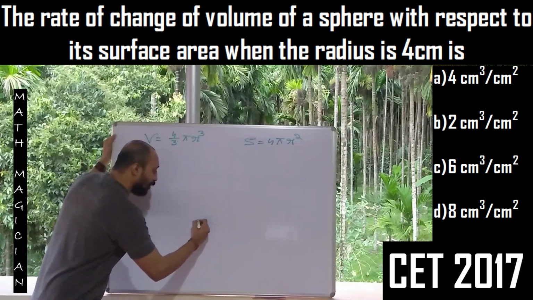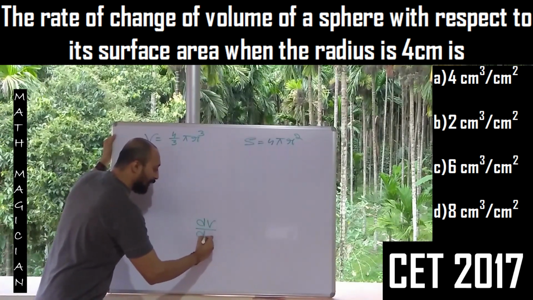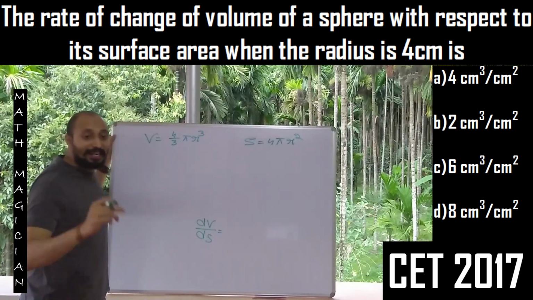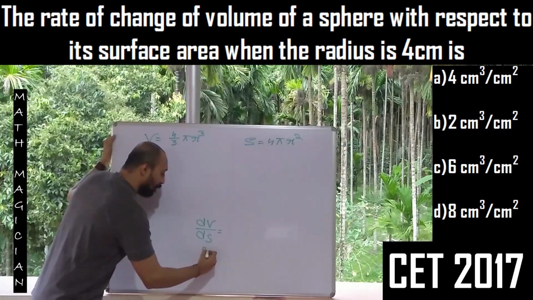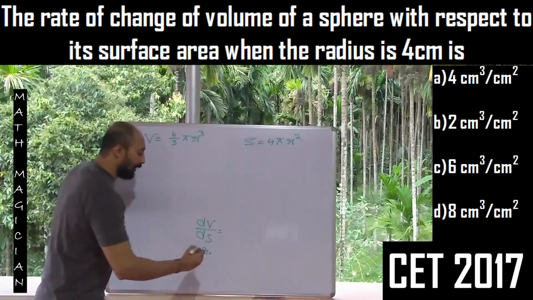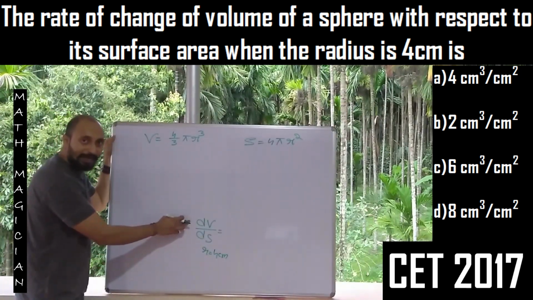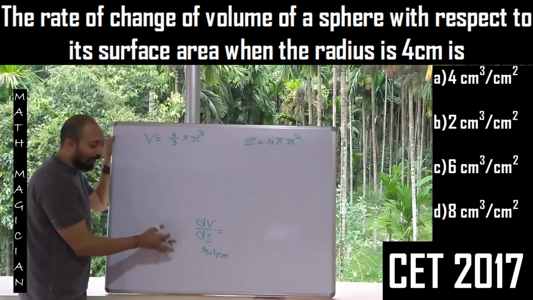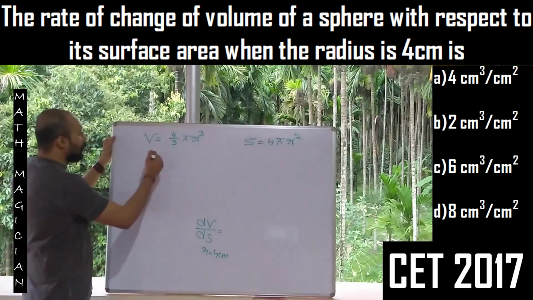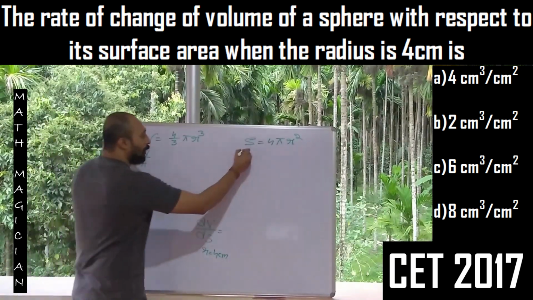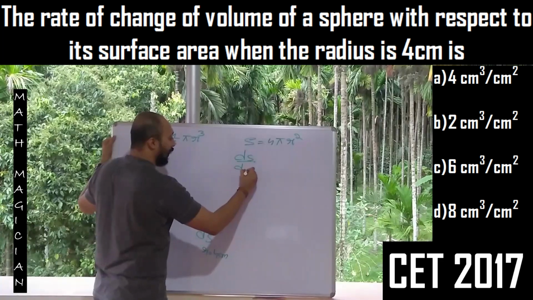So the question is: the rate of change of volume of the sphere with respect to surface area, when the radius r is 4 centimeters. First I have to find dV by dr and dS by dr, divide them, and substitute the r value. So what is dV by dr and what is dS by dr?